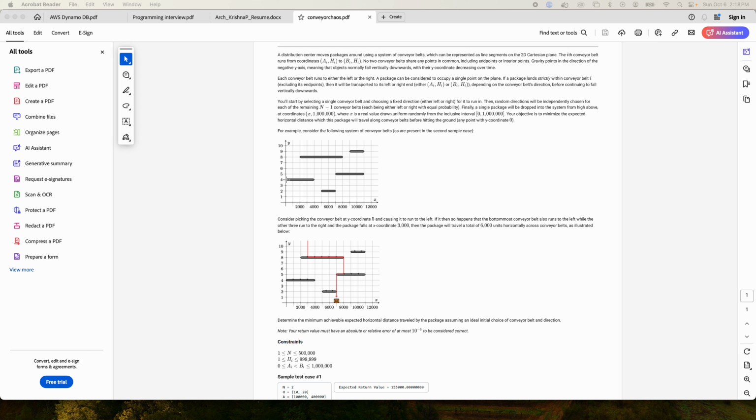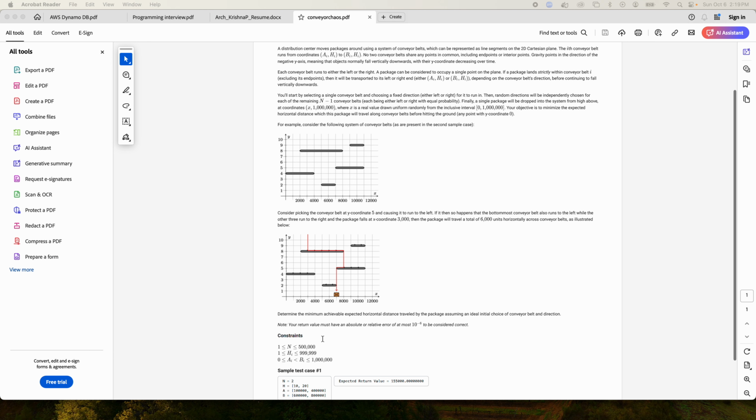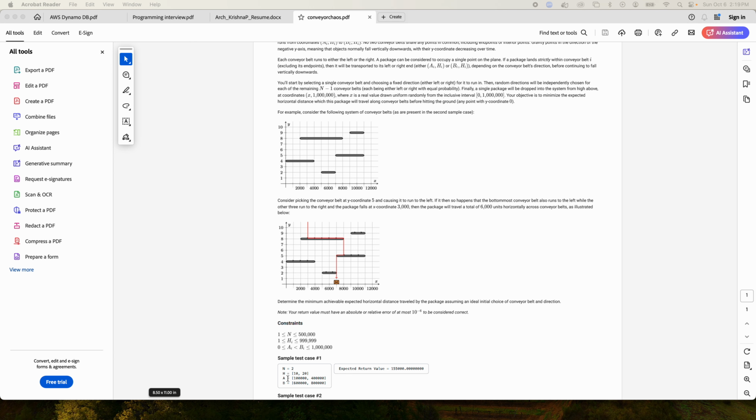For each conveyor belt, the height where it's located is given in terms of y, which is the h here, and the conveyor's starting coordinate in terms of an x value and the ending coordinate in terms of another x value are provided. So these are the inputs, where a is the array of starting coordinates for each conveyor belt, b is the array of the ending coordinates, h is the height, which is nothing but the y value for each conveyor belt, and n is the number of conveyor belts.